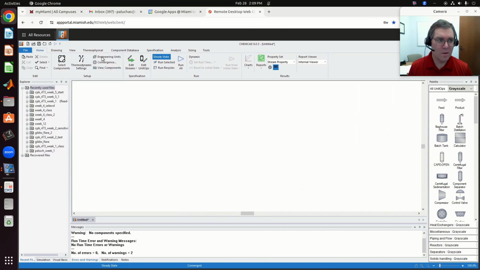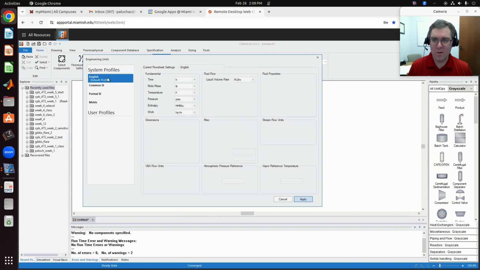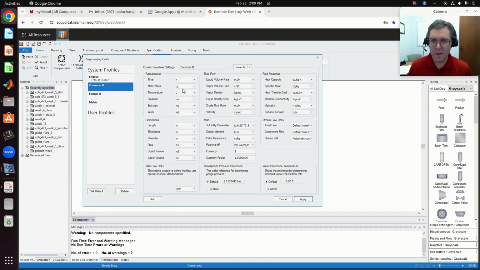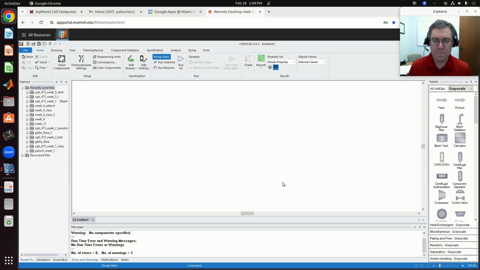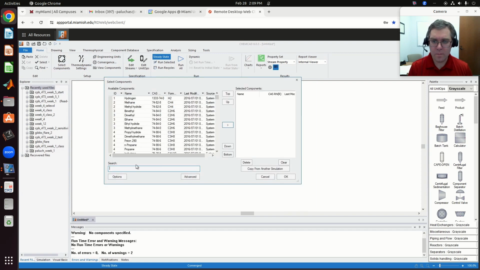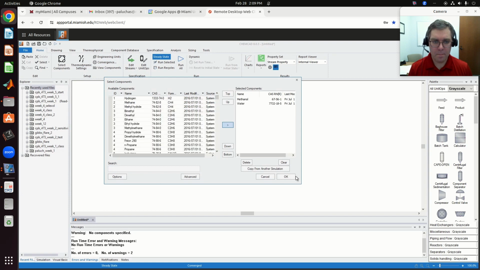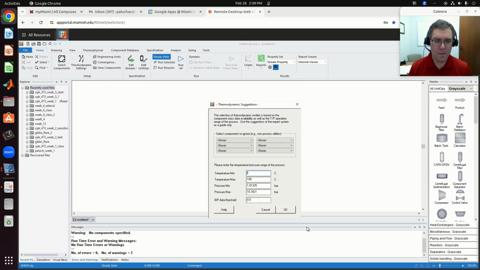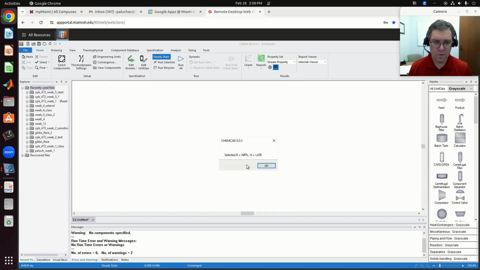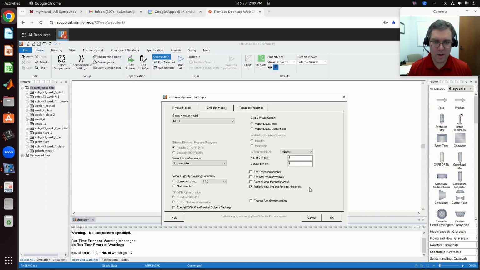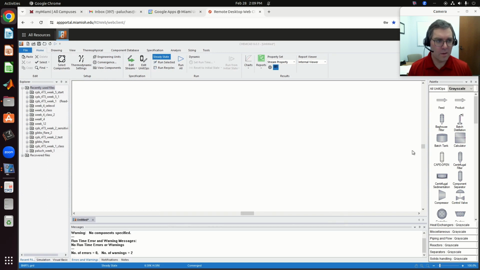I'm going to start by changing my engineering units. So I'm going to put in common SI and change from kilograms to kilomole. And then for our components, we have methanol and water. Okay, great. So I'll recommend this NRTL model. Okay, so that is great. So I'm going to keep it as is.